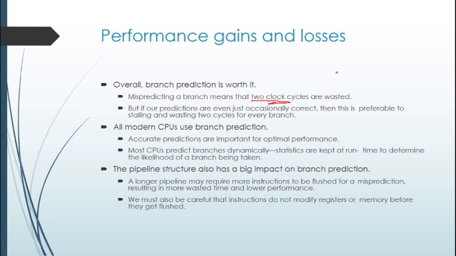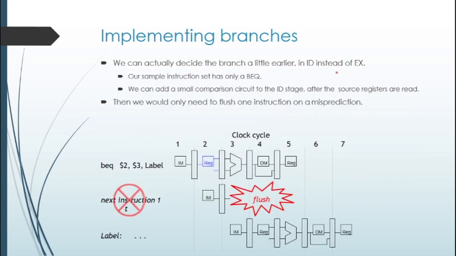The pipeline structure also has a big impact on branch prediction. A longer, deeper pipeline will be much more problematic than the simpler one that we are studying here. So to implement branching, we move a bit of the functional units that were used to decide the branch and calculate the branch target address. We can do both of these things in the second stage whenever there is a branch instruction.